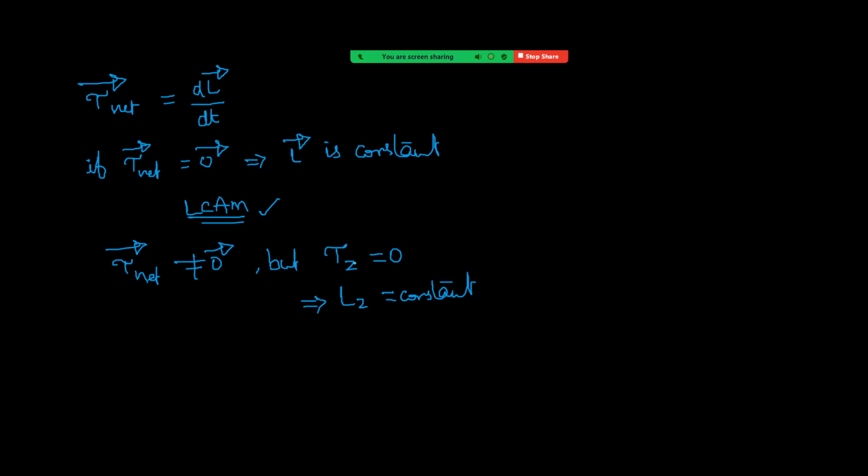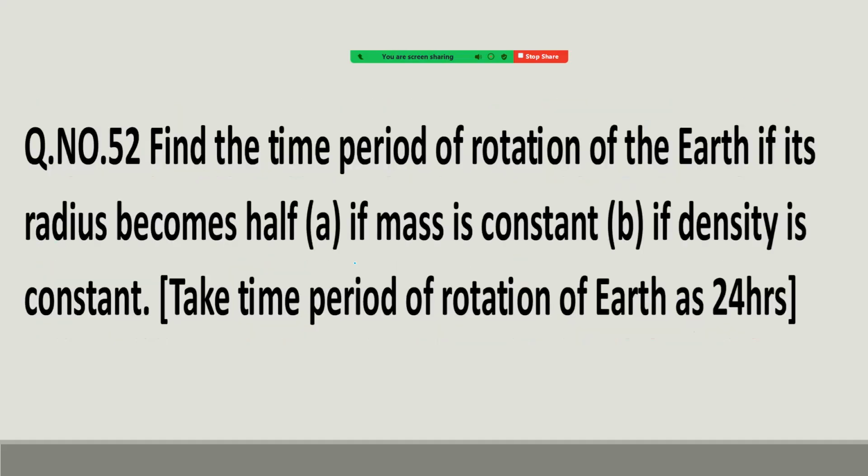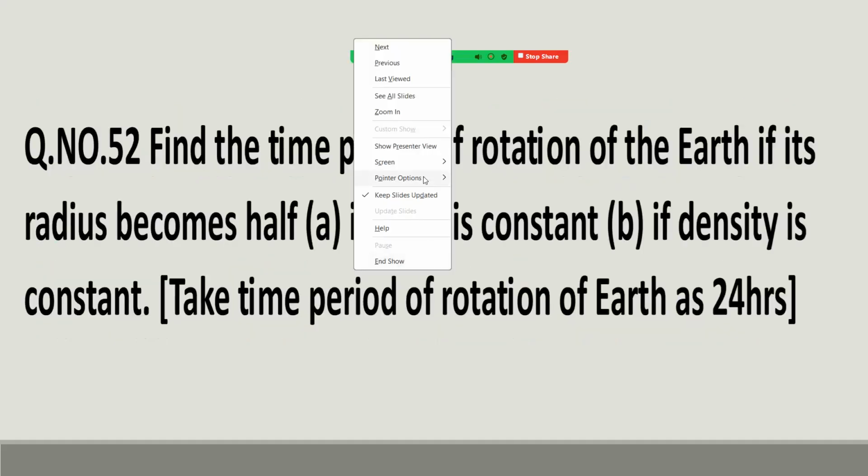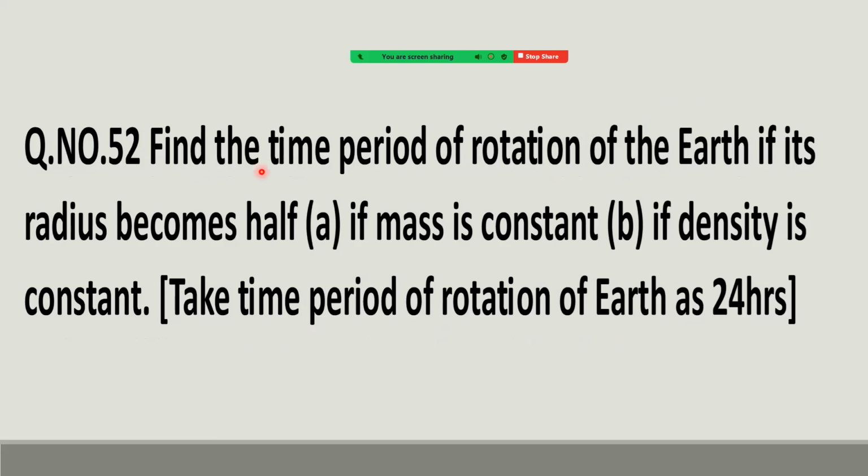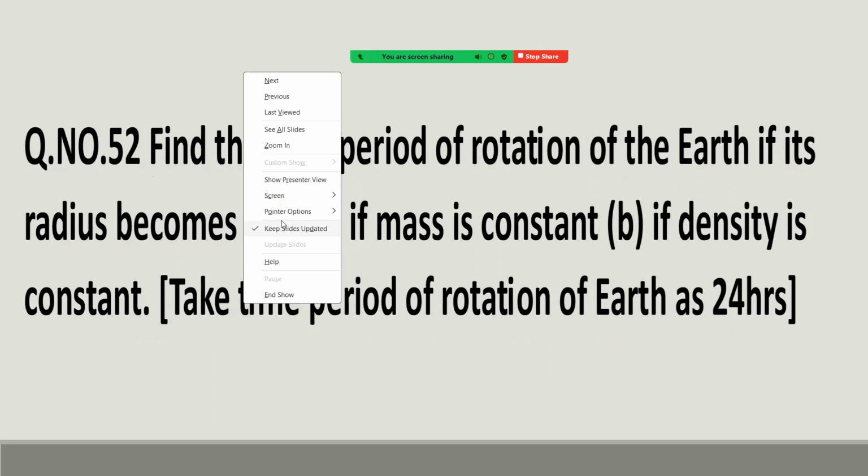Let us now focus on problems. The first one is a very simple question. Find the time period of rotation of the Earth if its radius becomes half. In that condition, mass is a constant and density is a constant. Take the time period of rotation of Earth as 24 hours. Let us see how to solve it.